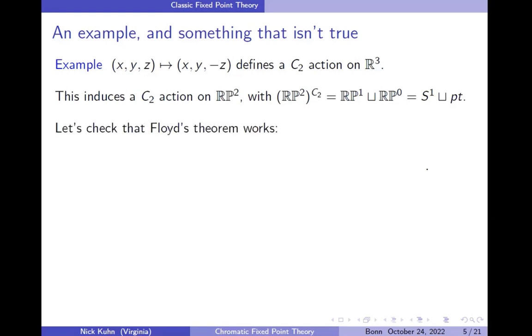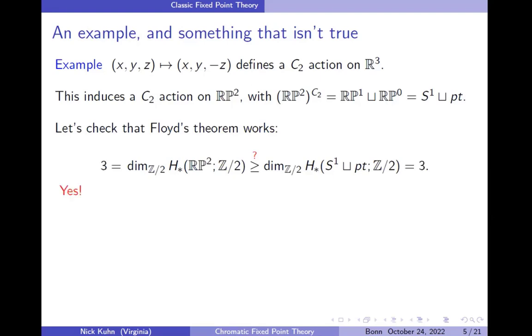So let's see how Floyd's theorem works. Floyd's theorem says the homology of the left side should be greater than or equal to the homology of the right side. And what do we get? We get 3, yes, okay. So it's a close call, right? Close call, okay.